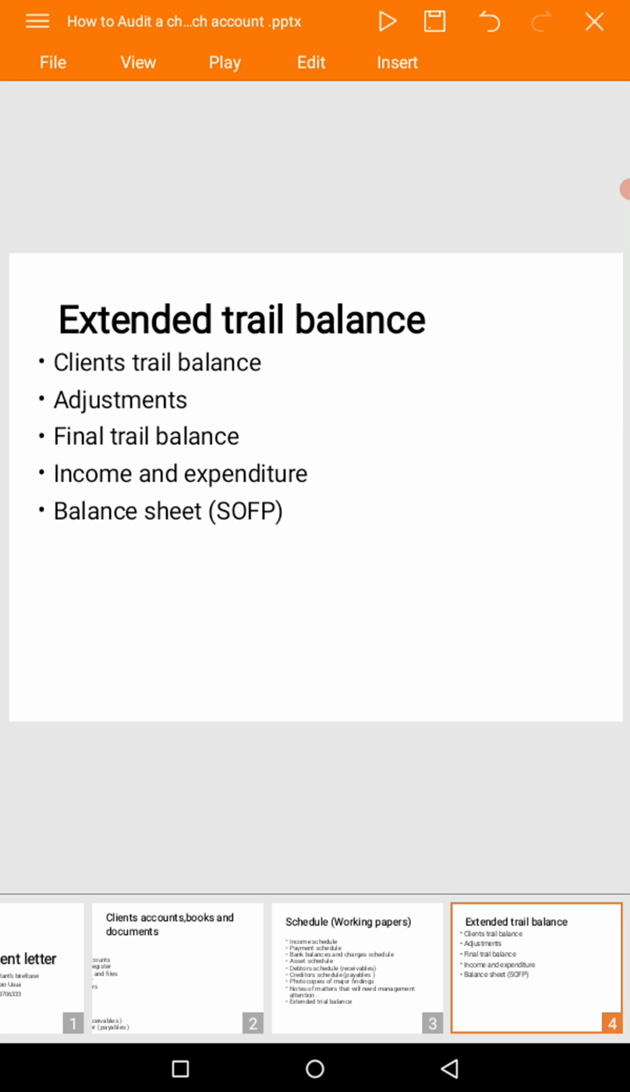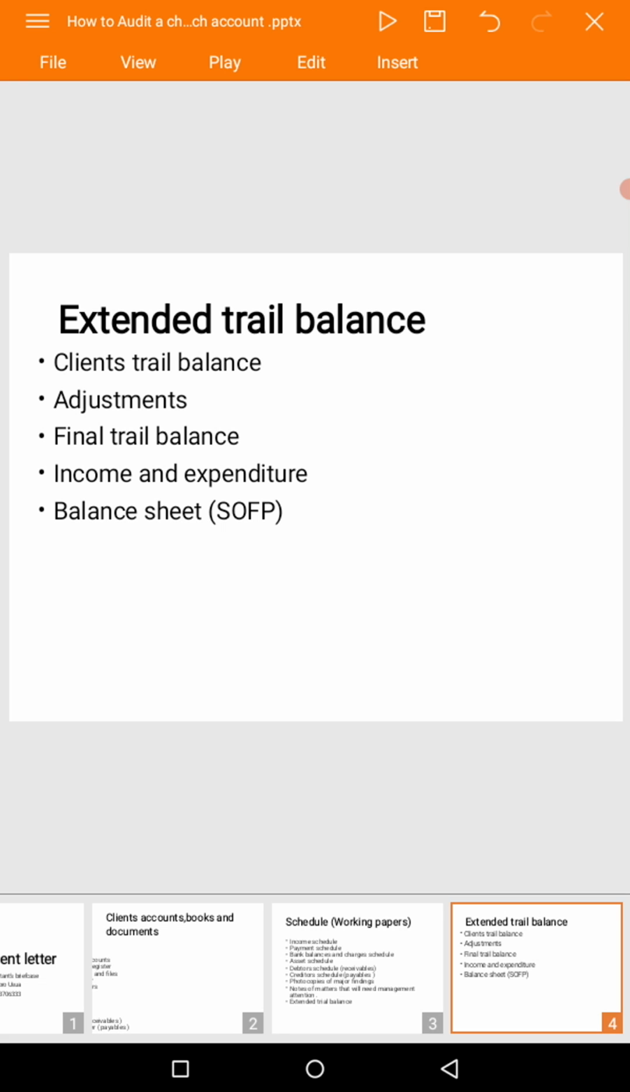I use an extended trial balance because it makes my work neater. It makes me spot my own mistakes, or even spot mistakes or error, or if figures were hidden by the client. Extended trial balance will help to bring it out. That's why we use an extended trial balance.